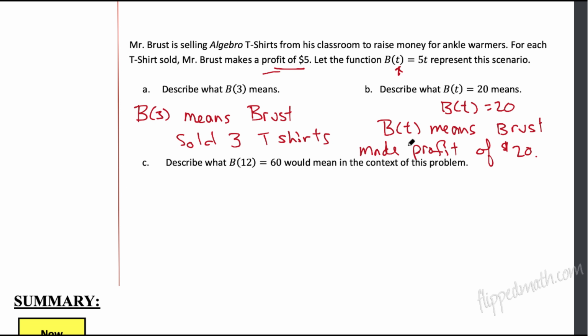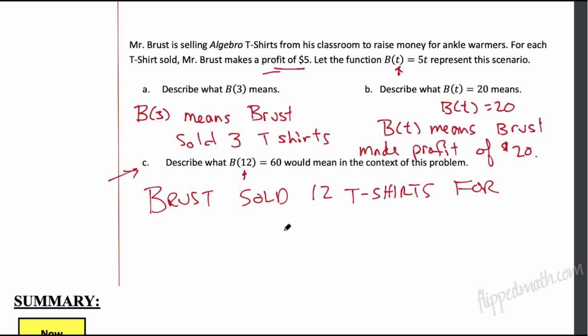So a little heads up. There's one of these on the mastery check. There's a question just like C. Describe what B of 12 equals 60 would mean in the context of this problem. Well, to do this, you got to be like, okay, so this number right here, that is normally the what? That's the t. So that's the number of t-shirts. So Brust sold 12 t-shirts for... and then the other number would be his profit. So a profit of $60. And that's it. And now I have a context statement. It's written in context, which means in this problem, compared to this problem right here, this problem of t-shirts and money. Okay? That's what that means. So there's one of those on the mastery check. A little heads up to you there.